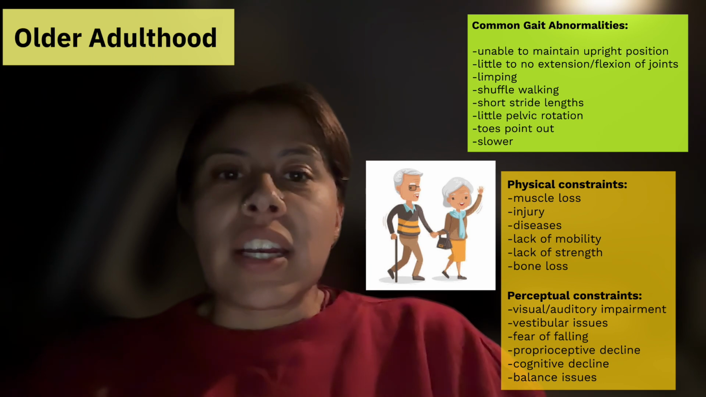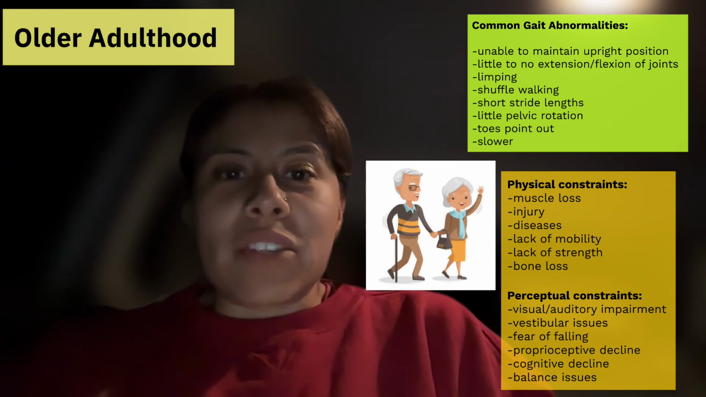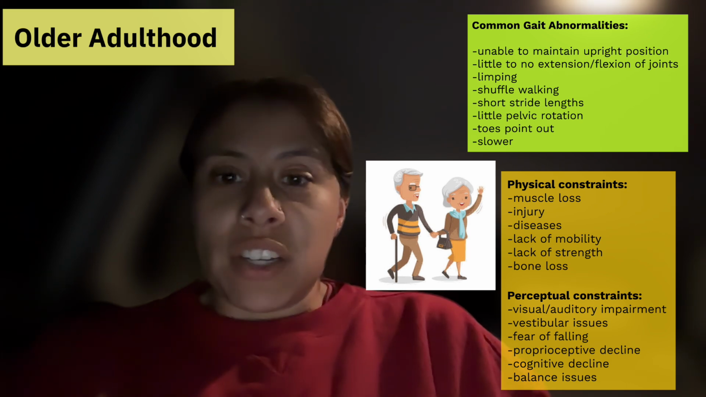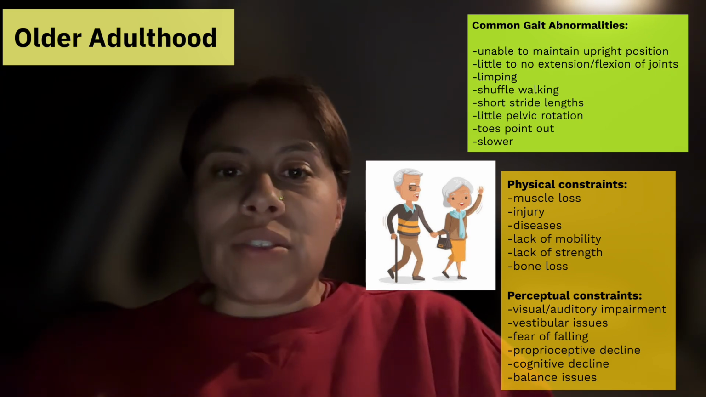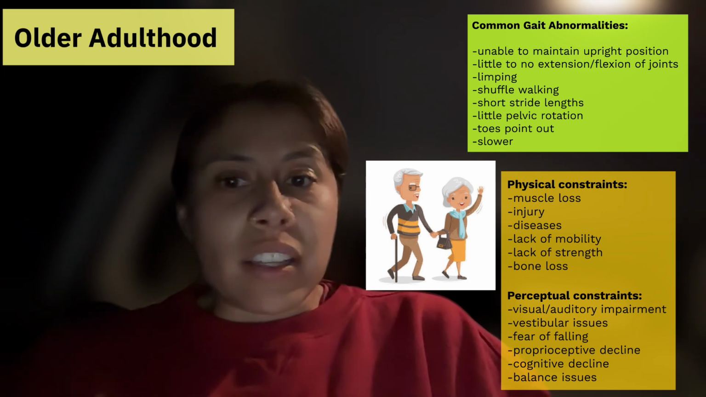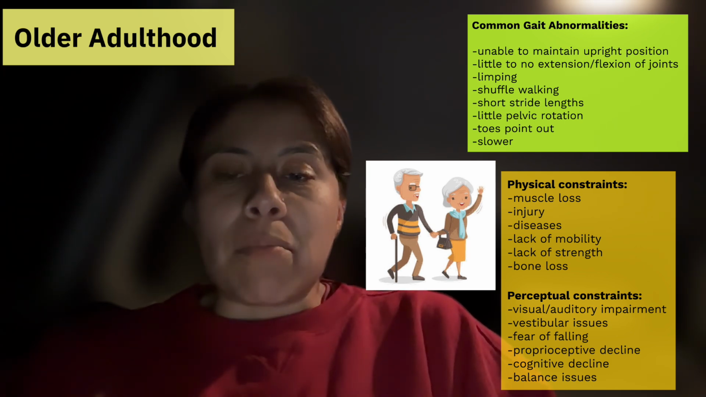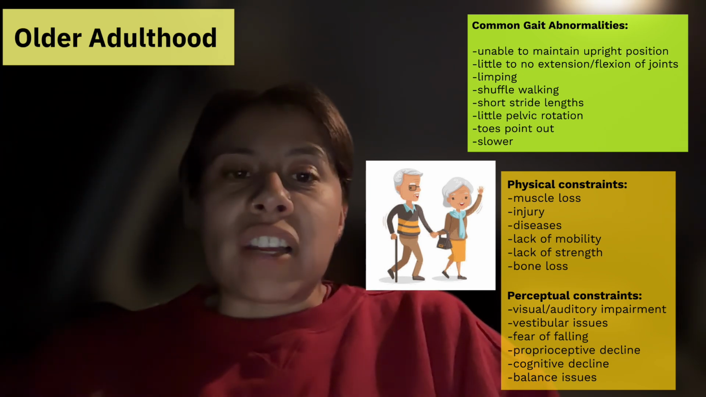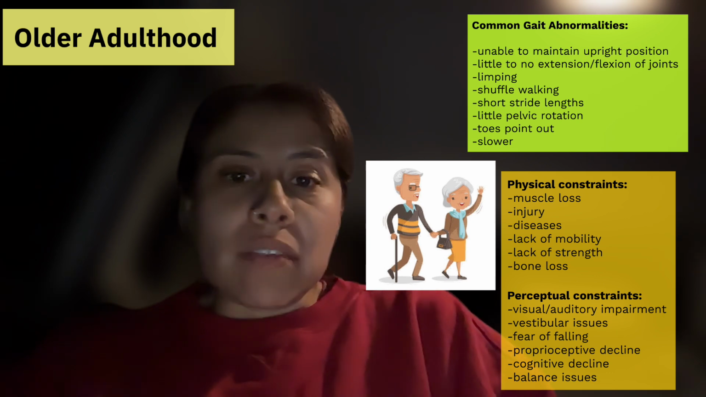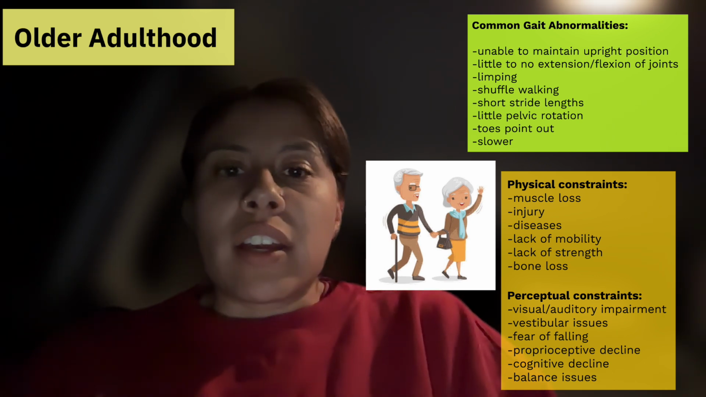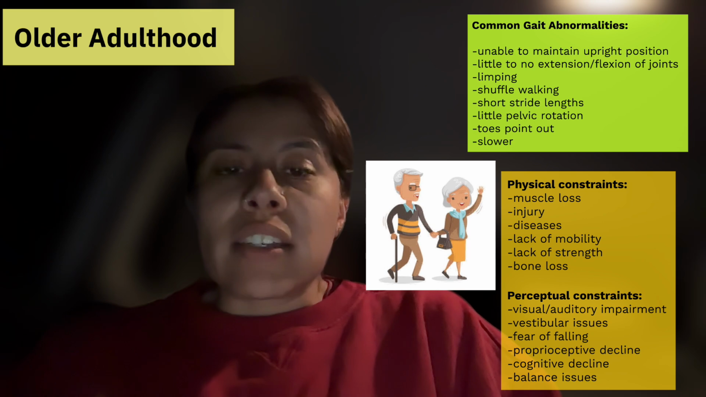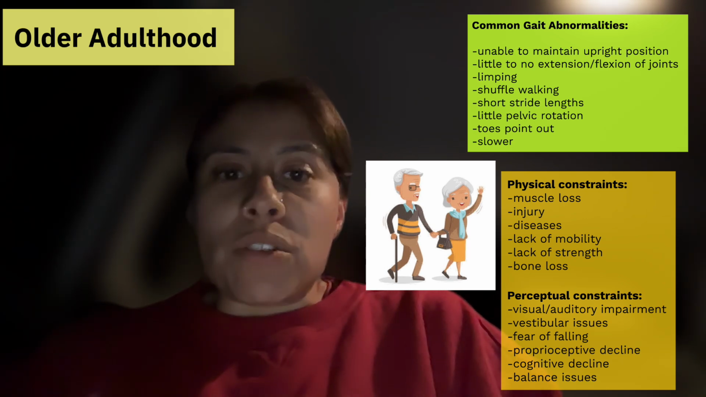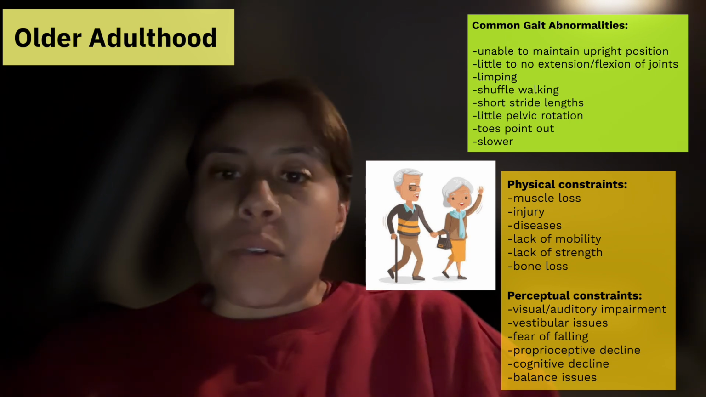In older adulthood, some common gait abnormalities would be being unable to maintain an upright position. This could be due to lack of core strength or just improper posture over time. Having little to no extension or flexion of joints, limping, shuffle walking, having short stride lengths, little pelvic rotation, having your toes point out a bit more, and being slower when you walk.